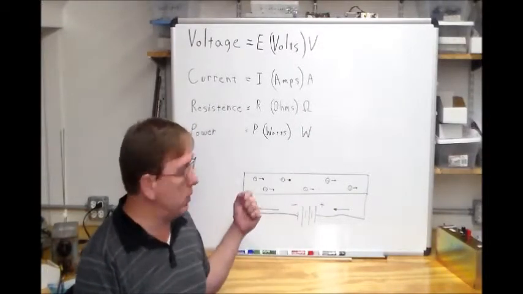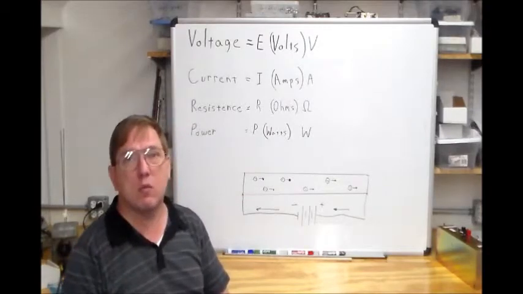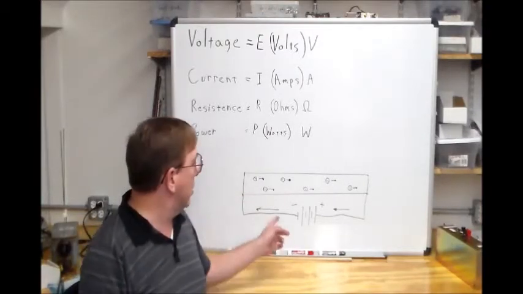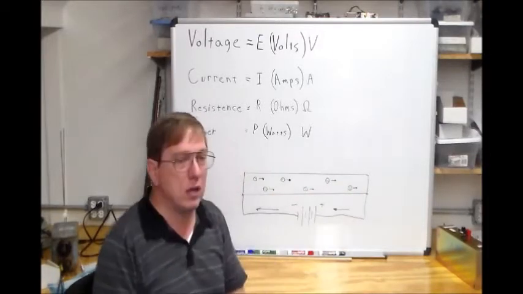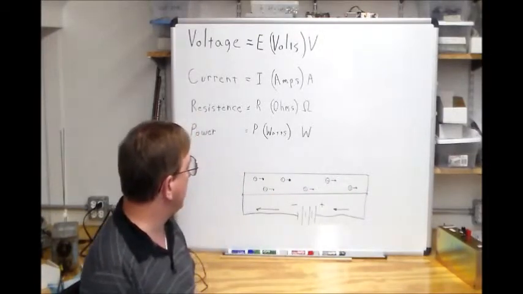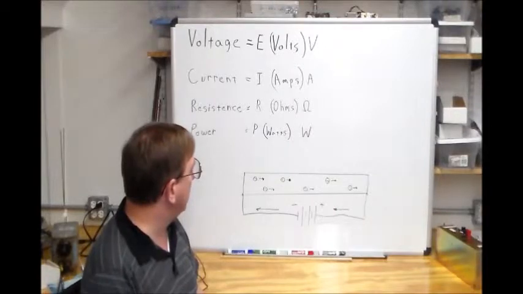The electrons decelerate when they interact with the atoms. They give up energy. The electrostatic field reaccelerates them. They interact again, and it gives off heat.